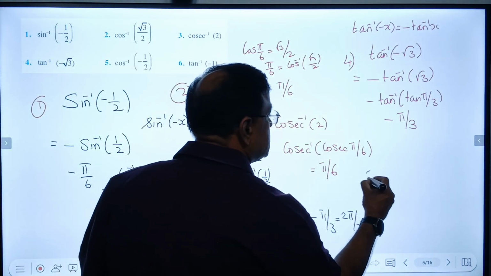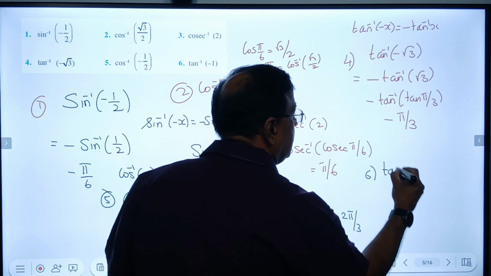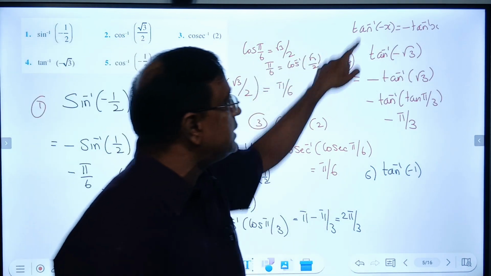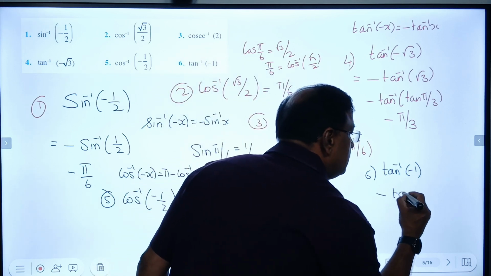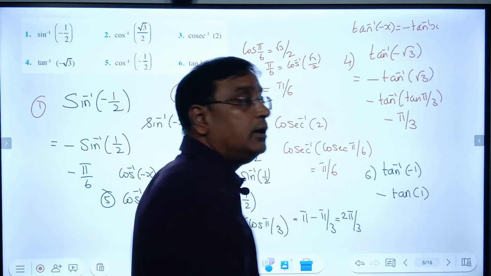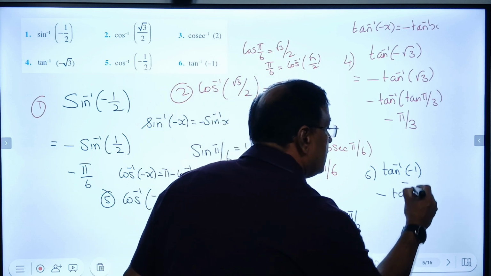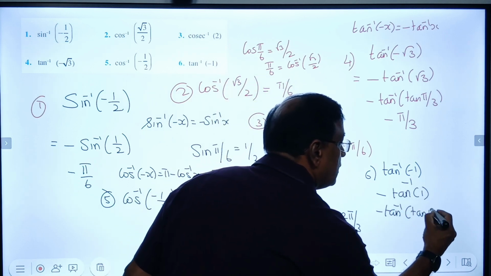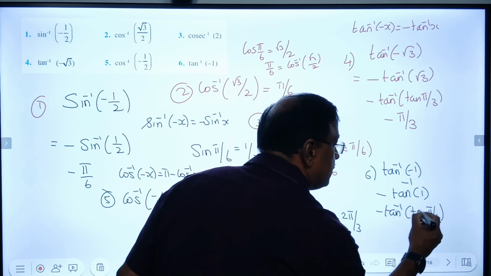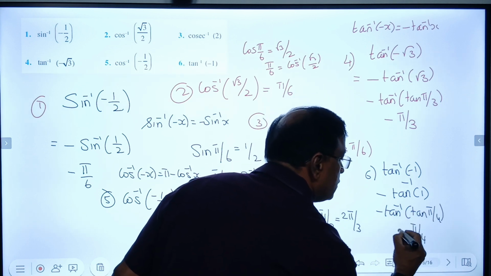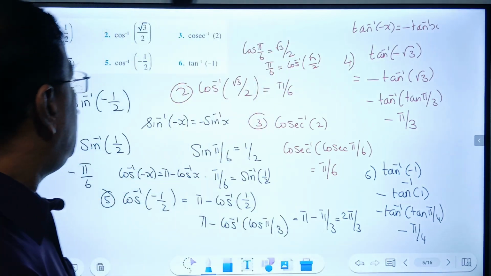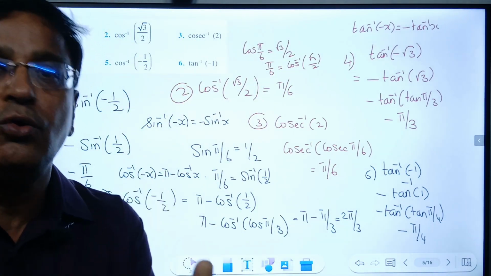Now let's go to the sixth one. What is tan inverse of minus 1? What is tan inverse of minus x? Minus tan inverse of x. Tan of what is 1? Tan pi by 4 is 1. So tan inverse of tan pi by 4 is pi by 4. Already you have a minus sign. The answer is minus pi by 4. I finished these 6 questions in no time.